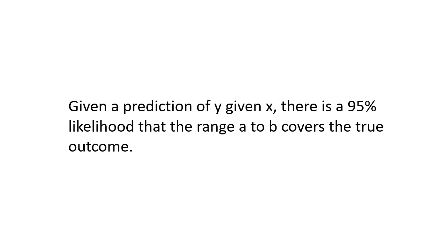An example of the presentation of a prediction interval might be, given a prediction y given x, there's a 95% likelihood that the range a to b covers the true outcome. The prediction interval surrounds the prediction made by the model and hopefully covers the range of true outcomes.